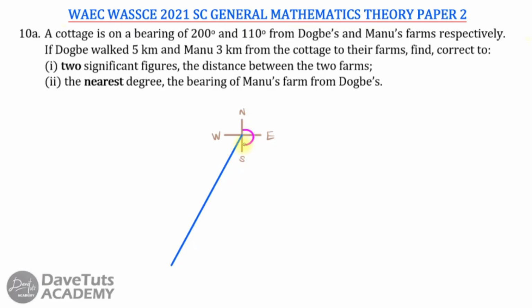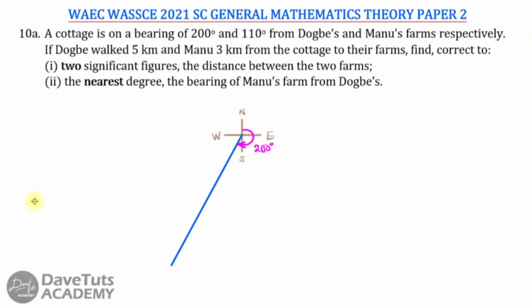So what I'm having from the north to this inclination is 200 degrees. In addition, we're also told that from Manu's farm, it is 110 degrees. 110 is going to be in the second quadrant. Let's use this as a reference: north to east is 90 degrees, so 110 will just be 20 more than 90. That means it will come in this direction. But we are not taking it from Dogbe's farm. We have to take it from Manu's farm. That means Manu's farm should be located somewhere here, so that this inclination can come to meet this one as shown in the diagram. So that's what we are going to do to locate Manu's farm.